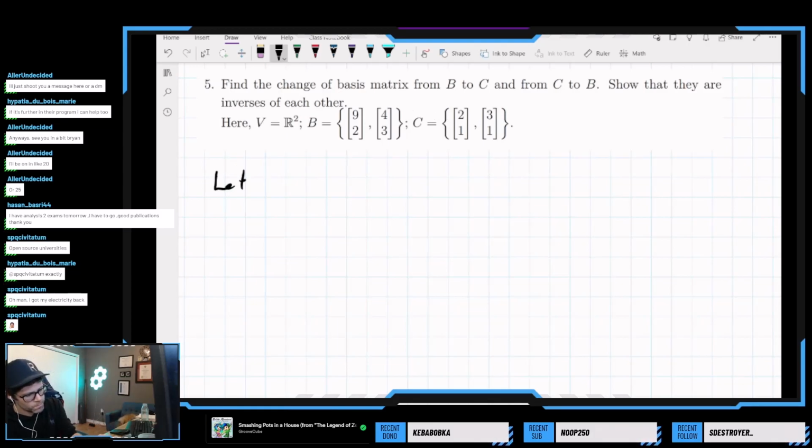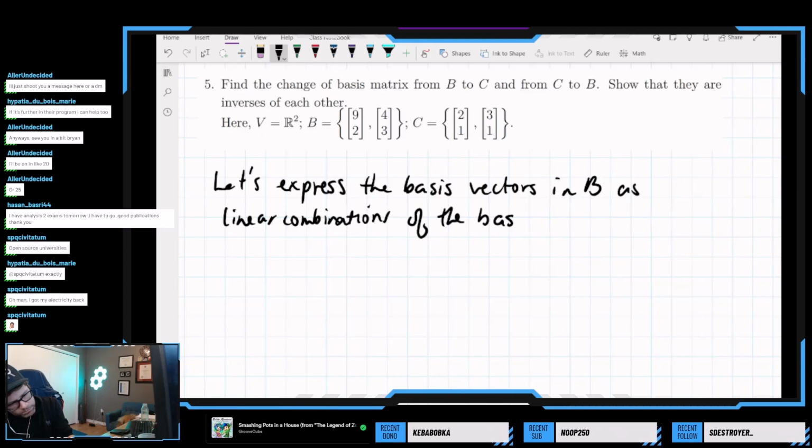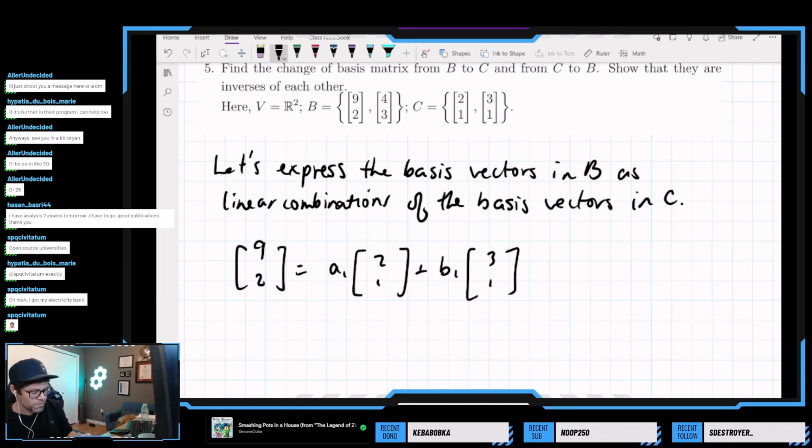So let's express the basis vectors in B as linear combinations of the basis vectors in C. So that means we need 9 and 2 to be some kind of, let's go A1 times 2, 1 plus B1 times 3, 1. And we're going to need to do the same thing with 4 and 3.